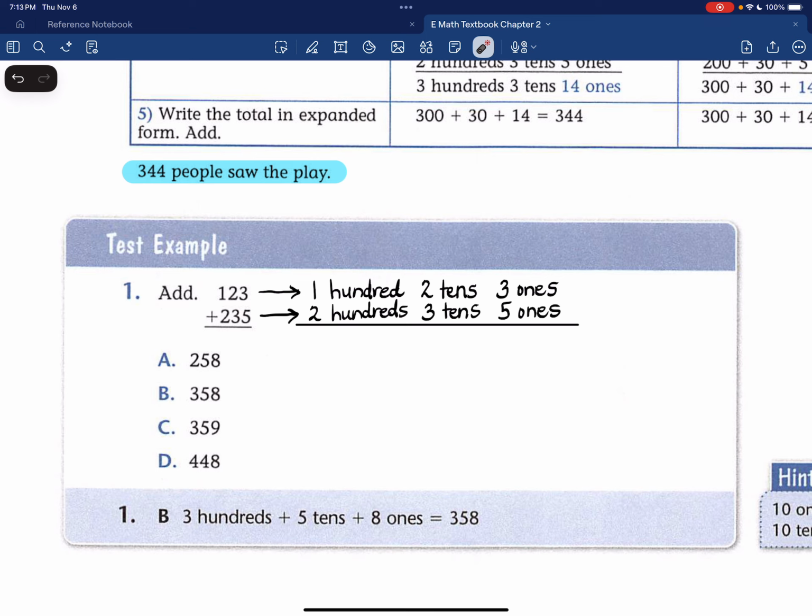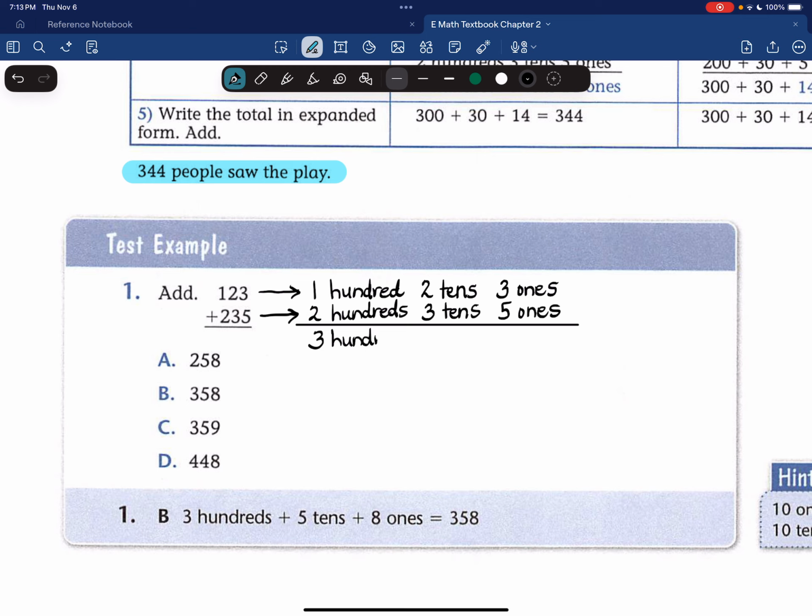100 plus 200 makes 3 of the hundreds. And then 2 tens plus 3 tens makes 5 tens. And then 3 plus 5 makes 8 of the ones. And then we will write this in expanded form. We have 3 hundreds plus 5 tens plus 8 ones, and that is 358.